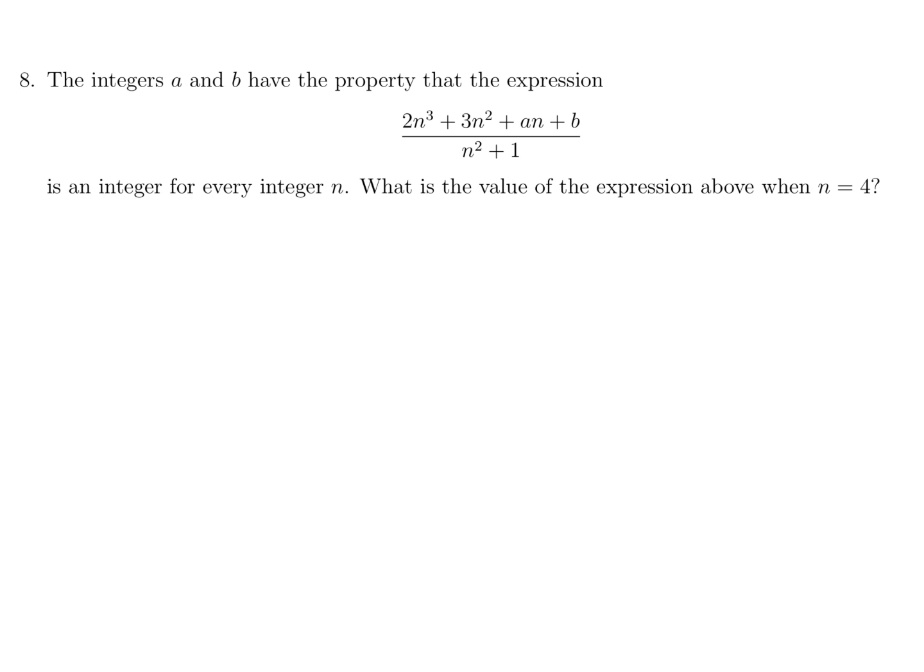The integers a and b have the property that the expression (2n^3 + 3n^2 + an + b) over (n^2 + 1) is an integer for every integer n. What is the value of the expression when n is 4?